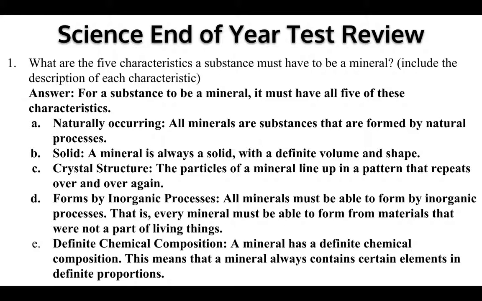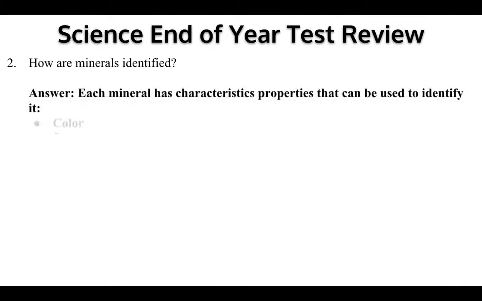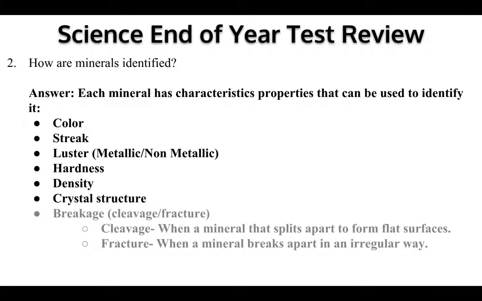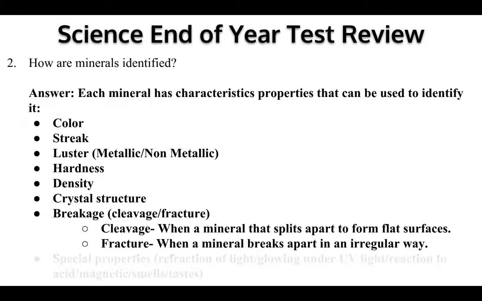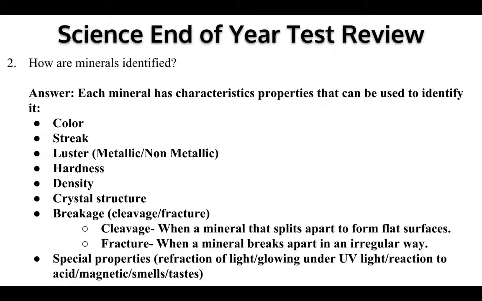So again, in order for a substance to be a mineral, it must be naturally occurring, solid, have a crystal structure, formed by inorganic processes, with a definite chemical composition. How are minerals identified? Lots of different properties are used to identify minerals. So we look at color, streak, luster, you have metallic, non-metallic, hardness, density, crystal structure, breakage. With breakage you have cleavage and fracture, and then special properties such as does it refract light?